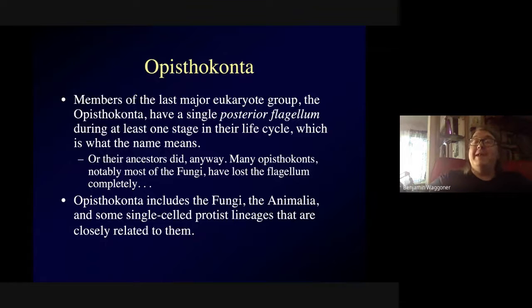Be it said that many opisthokonts have actually ditched the flagellum completely, and that's true of almost all of the fungi, for example. Most fungi never have a flagellated stage at all, although there are some that do. But if there's a flagellum present, there'll be at least one stage where there's just a single flagellum trailing along behind. And the Animalia are a major subgroup of the opisthokonts.